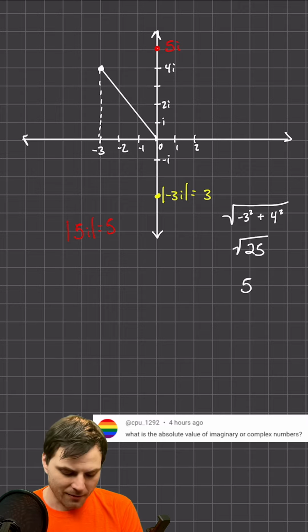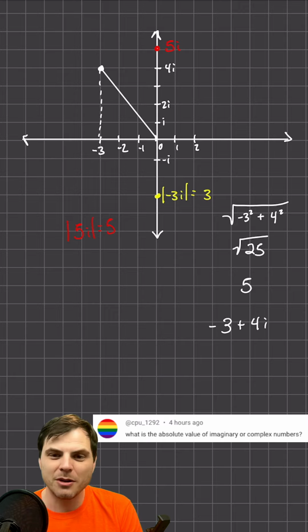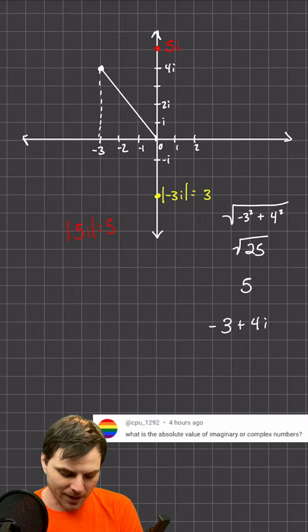So if you have 3 plus 4i, or let's say negative 3 plus 4i, the absolute value is 5.